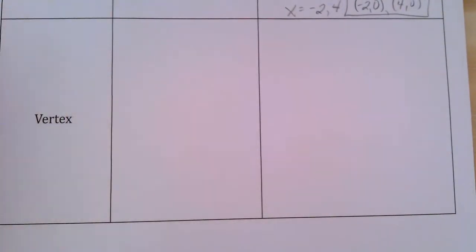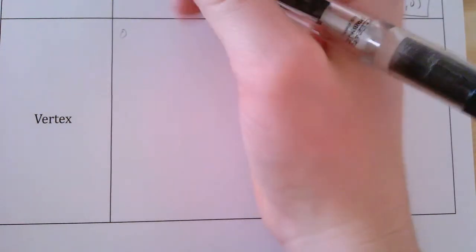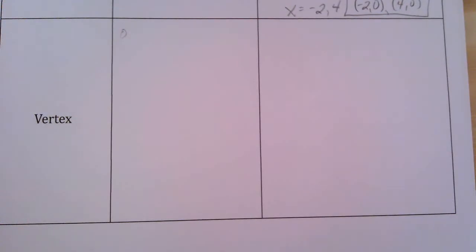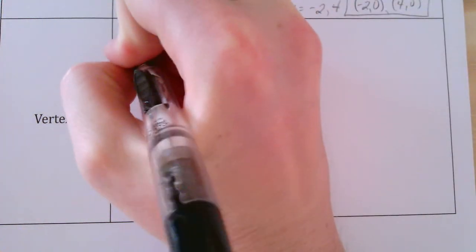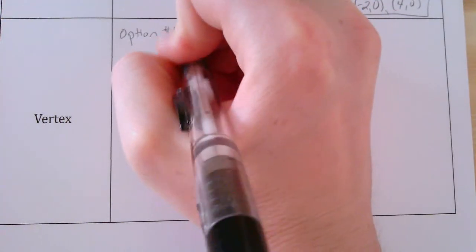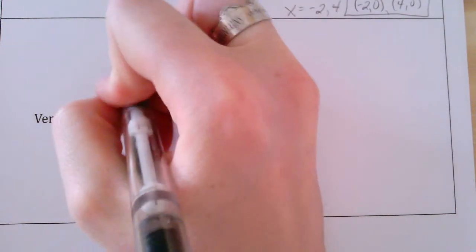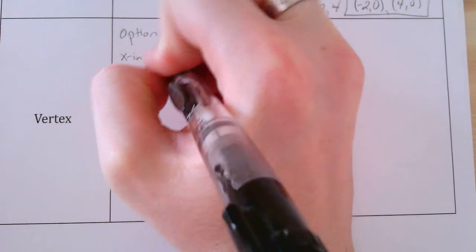So the vertex is going to take a minute. I have two options for you to do this. Okay, so option 1 requires averaging your x-intercepts. So average the x-intercepts and then find y.